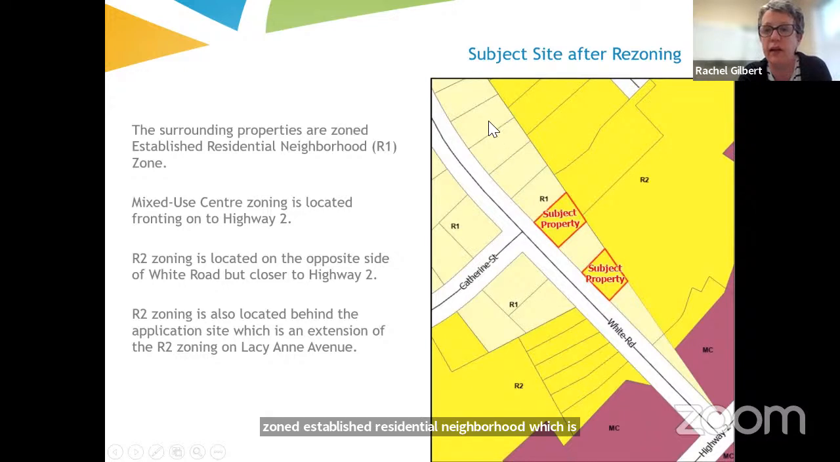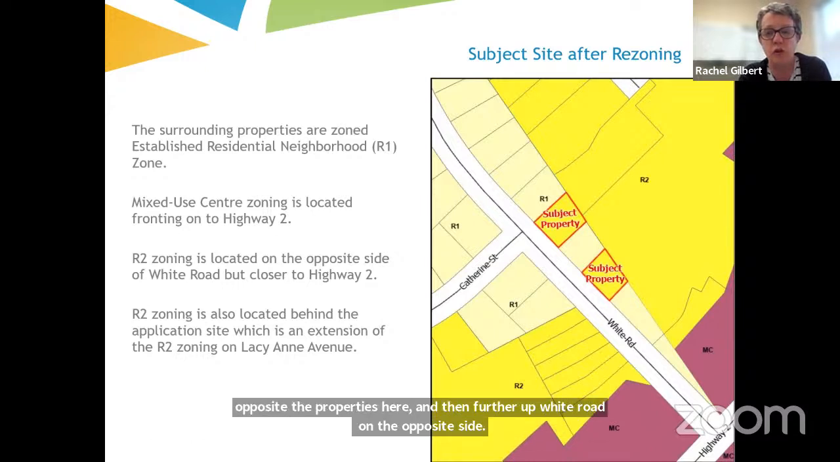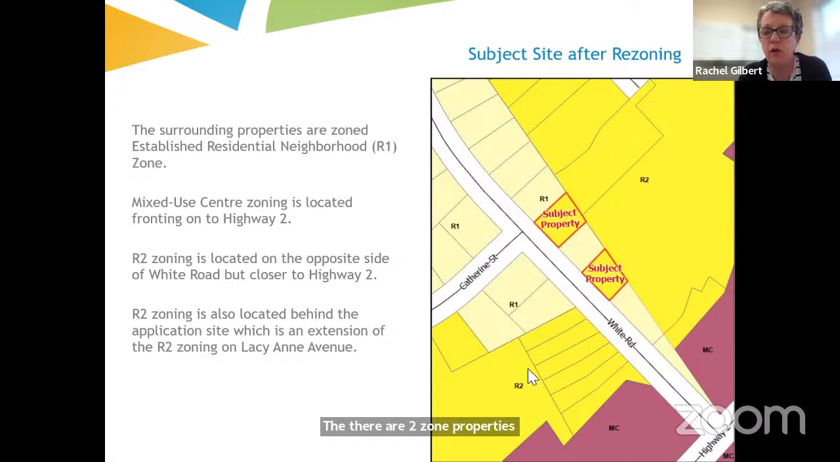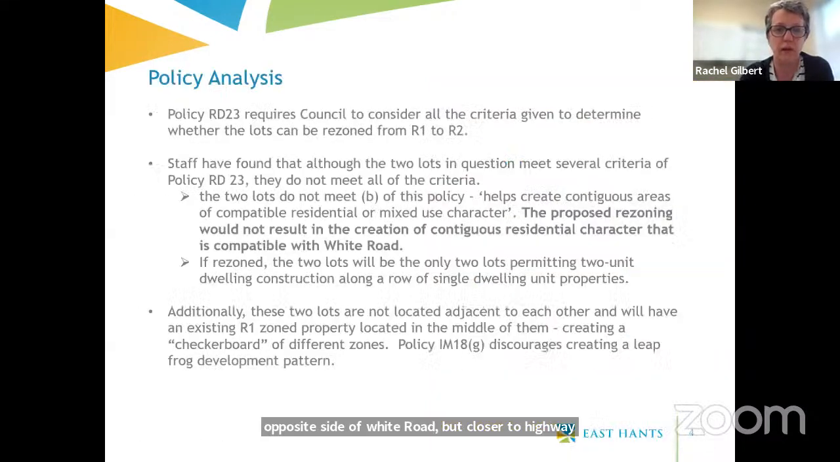You can see along here on White Road, opposite the properties here, and then further up White Road on the opposite side. There are R2 zoned properties behind the application site and also on Bona Crescent, and then also on this section of Catherine Street here. And there are also some R2 properties on the opposite side of White Road, but closer to Highway 2.